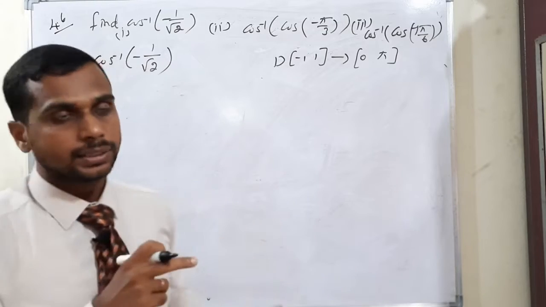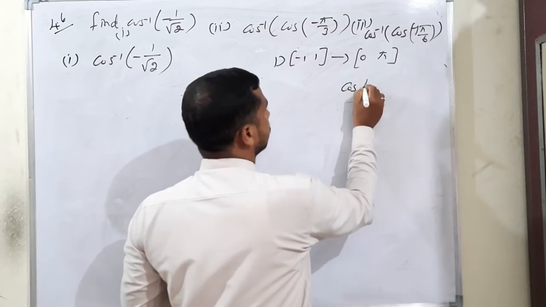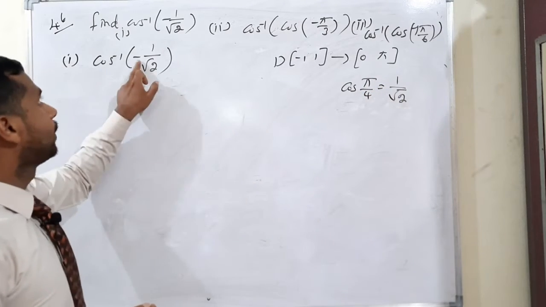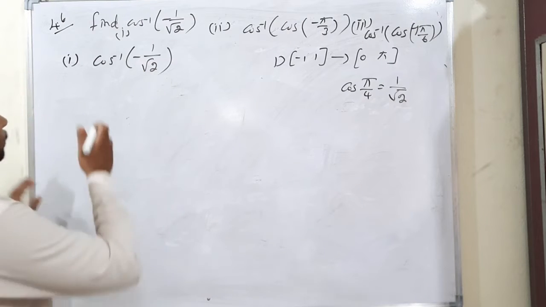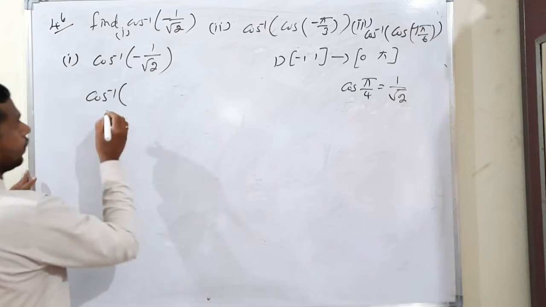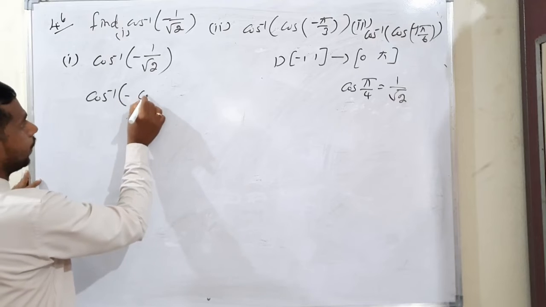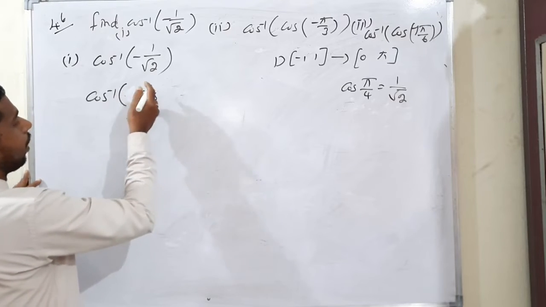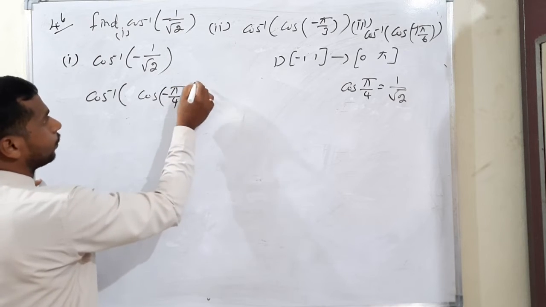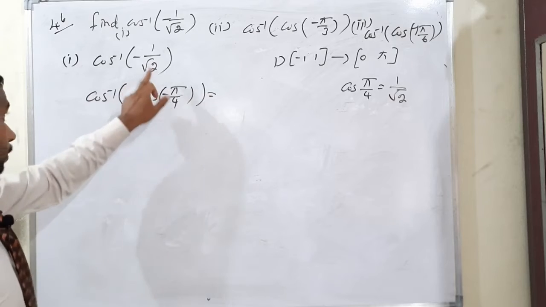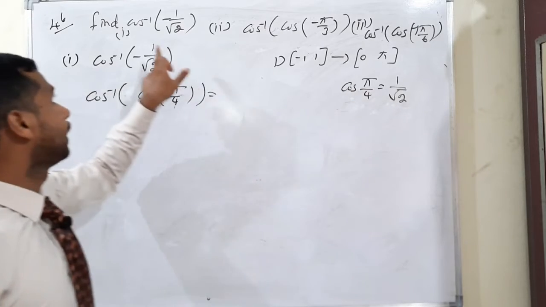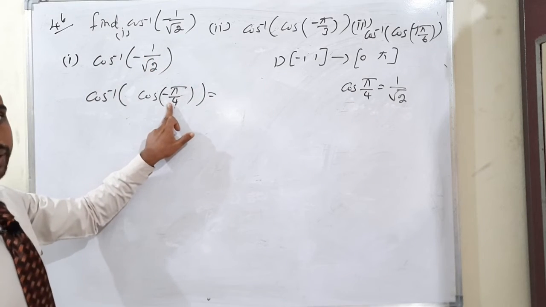Therefore, we can say cos pi by 4 is equal to 1 by root 2. But here actually there is a negative sign, isn't it? So, cos inverse of negative of cos pi by 4, otherwise cos inverse cos of negative pi by 4. Why am I writing cos of pi by 4? Already we know the cos pi by 4 value is 1 by root 2, but the minus sign is there. That's why I have written cos of minus pi by 4.